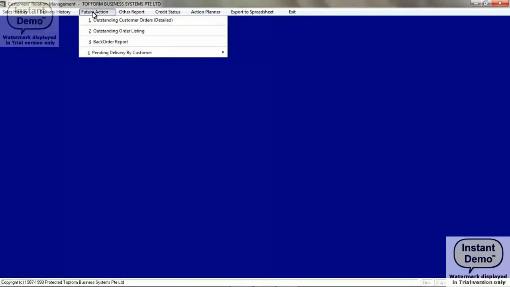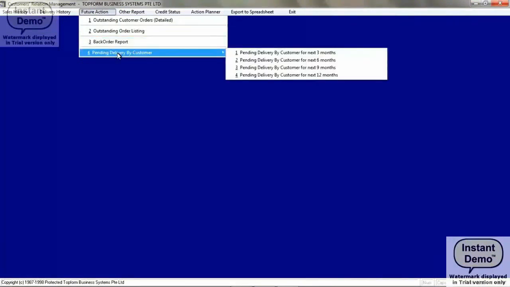We also have a future action report. To take future action, you have to have information like the outstanding customer order listing found in the system, and you can input this as an outstanding matter that requires future action. You can have an outstanding order listing, back order report, and pending deliveries by customer over the next 3, 6, 9, or 12 months. So this would give you a good feel of what to expect regarding sales and deliveries over this period. It will give you an indication of the future trend of billing and alert you to whether you have enough backlog business.